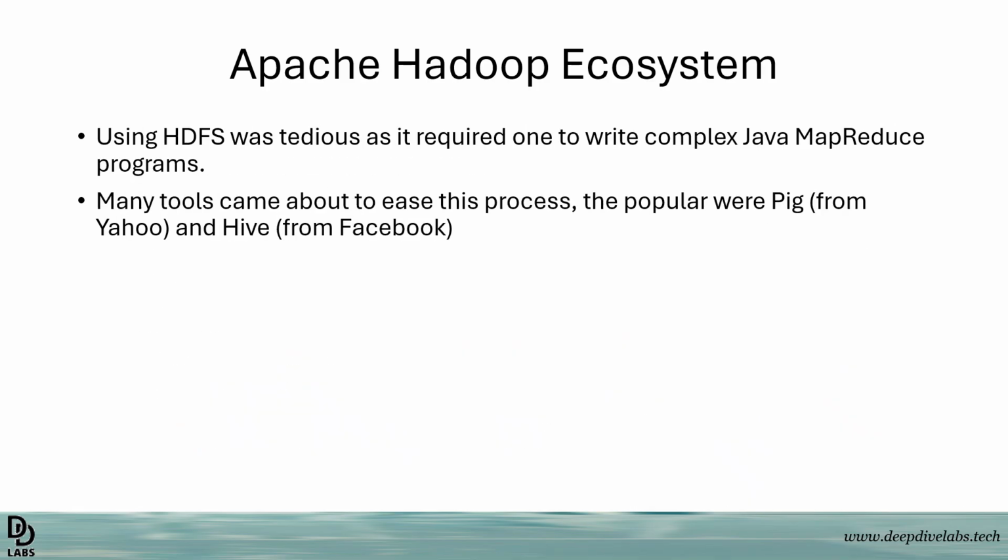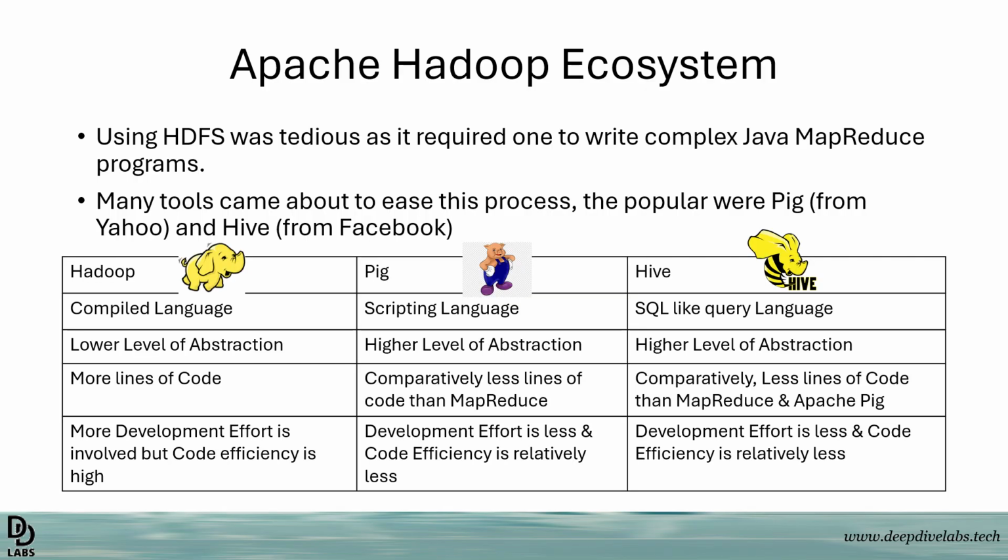Although the Apache Hadoop ecosystem was popular, using the distributed file system HDFS was tedious. Most of the MapReduce was written in complex Java MapReduce programs, right? So it wasn't possible for all developers to access it. So many tools came out to ease this process. The popular ones were Pig, that came out from Yahoo, and Hive from Facebook.